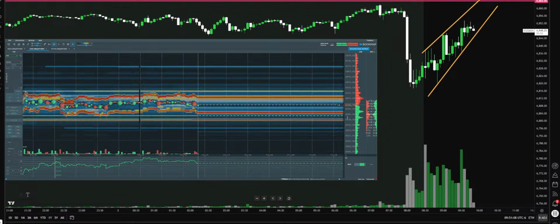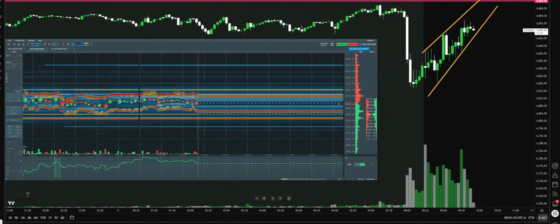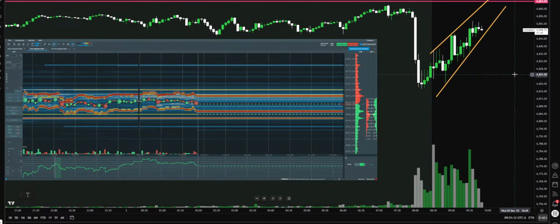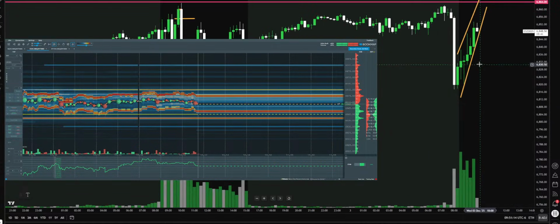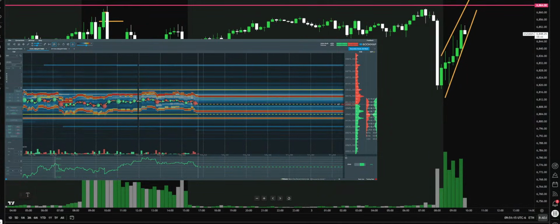68.48, a little bit of a top wick. ES is 68 with a 15-minute red right here.